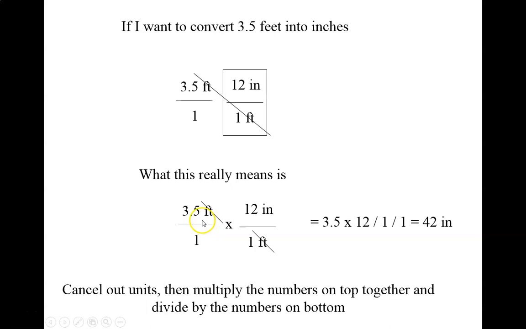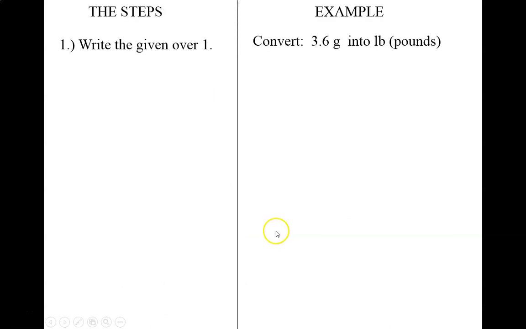So what you do is, once you've got this set up, you multiply the numbers that are on top and you divide by the numbers that are on bottom. You can ignore the 1. So 3.5 times 12 gives me 42 inches. And notice I kept 2 sig figs. Don't worry too much about sig figs on this, but you do want to keep that in the back of your mind. So here's another example.